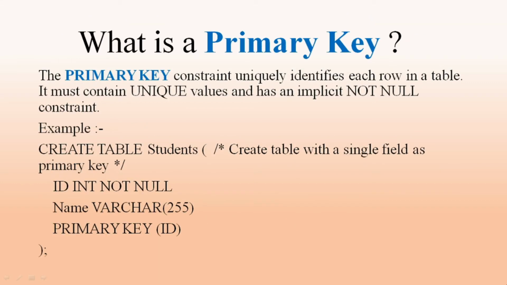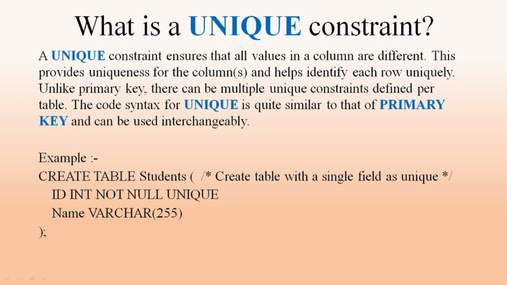Now, what is a primary key? The primary key constraint uniquely identifies each row in a table. It must contain unique values and has an implicit or by default not null constraint. It means the primary key cannot be null. So here you can see an example, create table students. There we are finding two fields, the ID and the name. The ID is assigned as a primary key. So here each and every student will have a unique ID, so that to recognize each member in the class it will be effective.